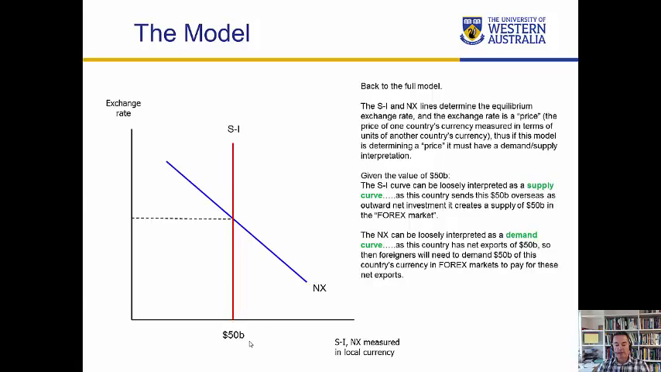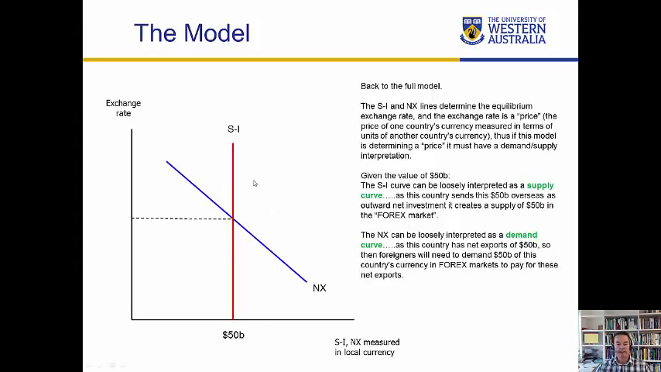So we could have been in a situation where exports are, say, 80 billion and imports are, say, 30 billion. That 80 billion would have created an $80 billion demand for this country's currency. The $30 billion worth of imports would have created a $30 billion supply of this country's currency. So the net demand would be 50 billion. And the same sort of logic can be used as we move along this curve. We can always interpret this NX curve as a net demand curve for this country's currency.